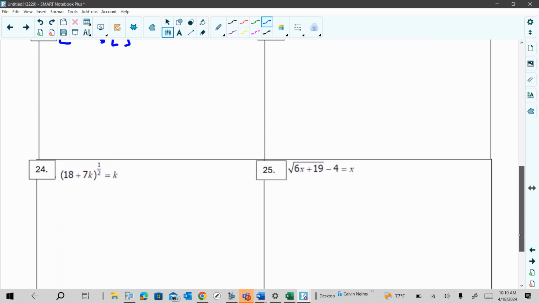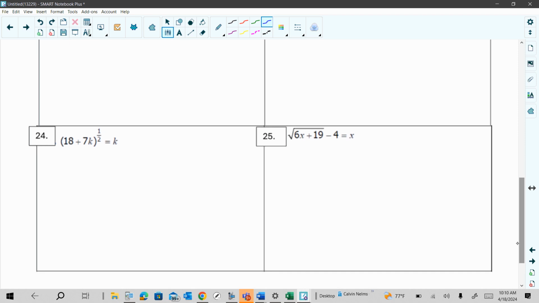We'll come down here on 24 and 25. This is 1/2, so to get rid of that, I'm going to raise it to a power of 2, which means I'm raising the k to the power of 2. This will get rid of the fraction, so I have 18 plus 7k equals k squared.